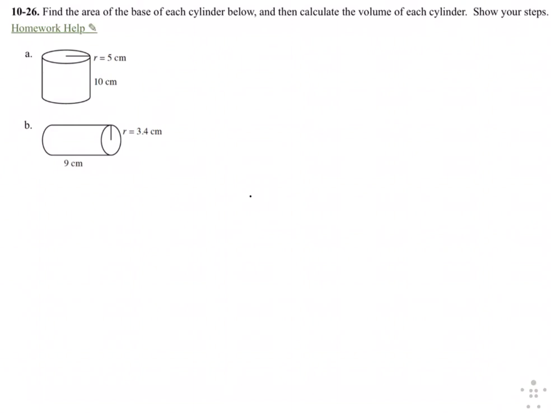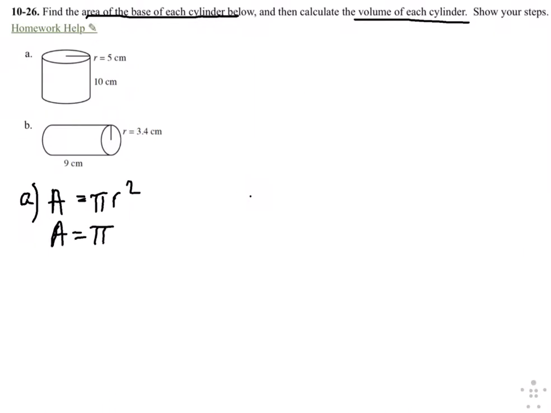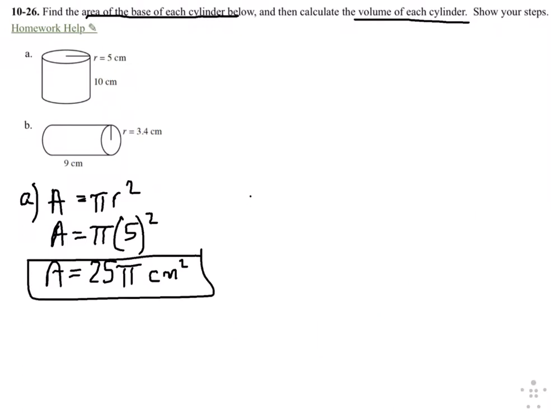Okay, for 26, they want us to find the area of the base, right? First, the area of the base of each cylinder, and then the volume of each cylinder, right? So for A, the area of the base is pi r squared, because it's a circle. So the area equals pi times 5 squared. So the area is 25 pi centimeters squared. There's the area of the base.